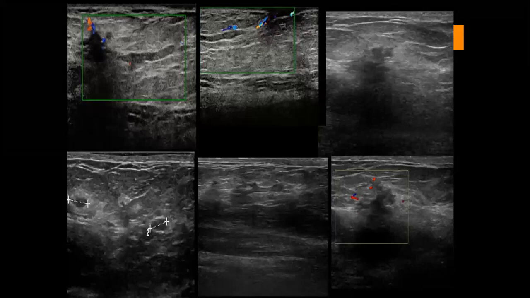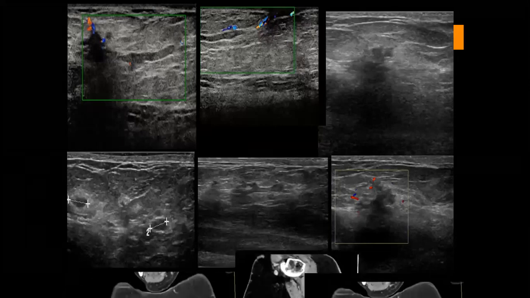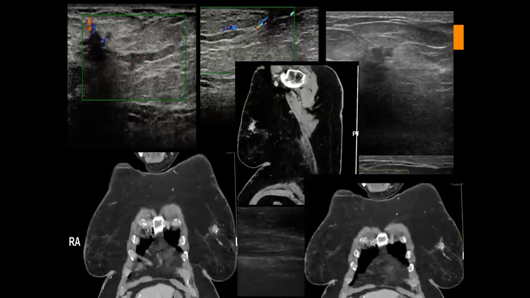Okay. After all, this is BIRADS 5. See? These are features of malignancy, typical classic features of malignancy. Highly suggestive of malignancy. A small lesion that is highly suggestive and proven to be invasive ductal carcinoma.